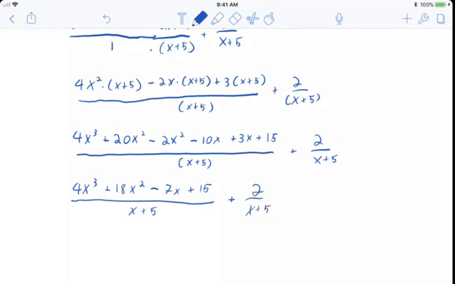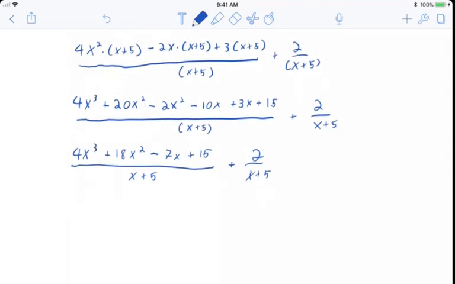All right, so I've simplified that numerator completely. Now I can combine them.